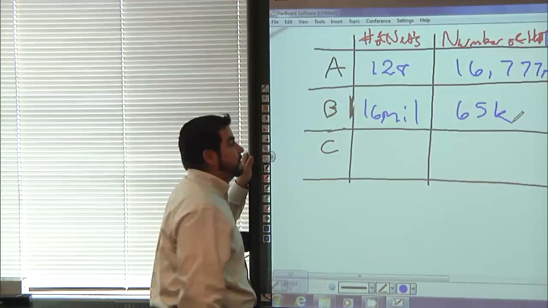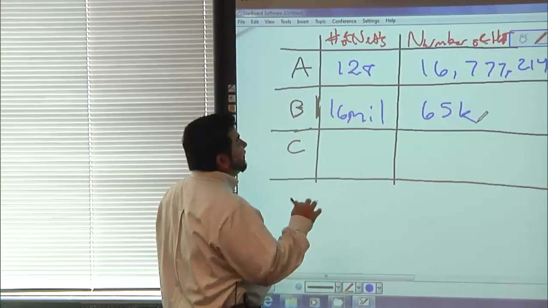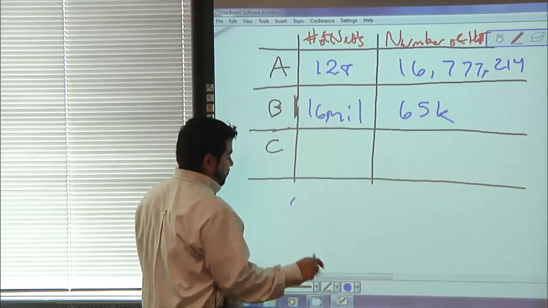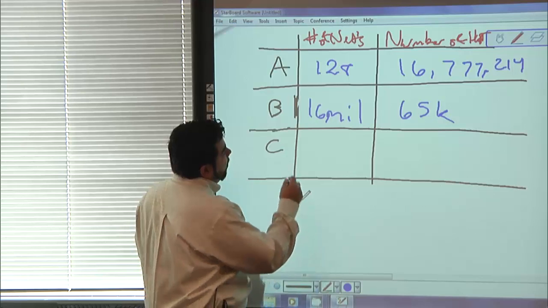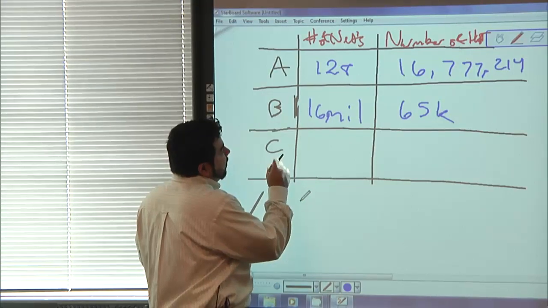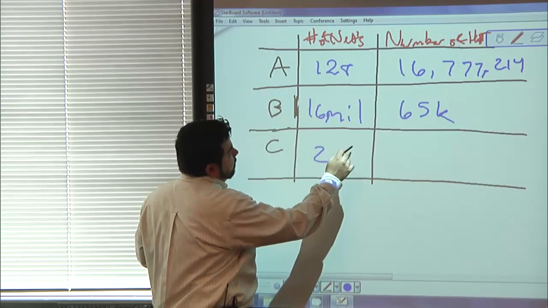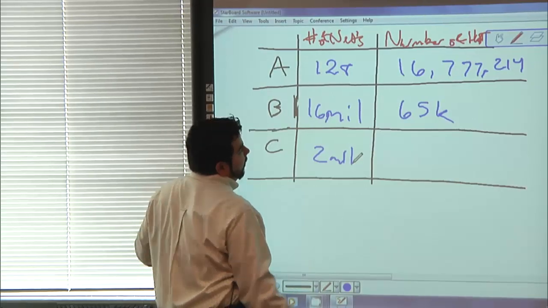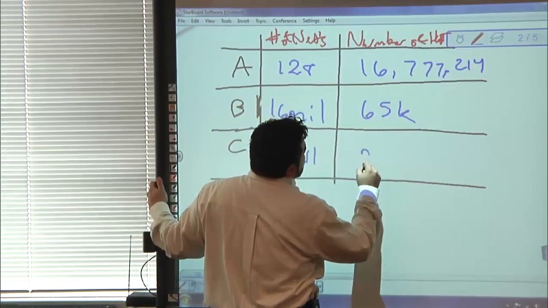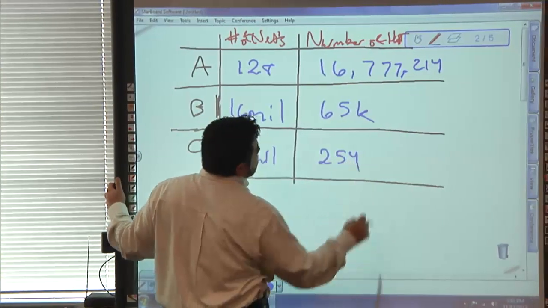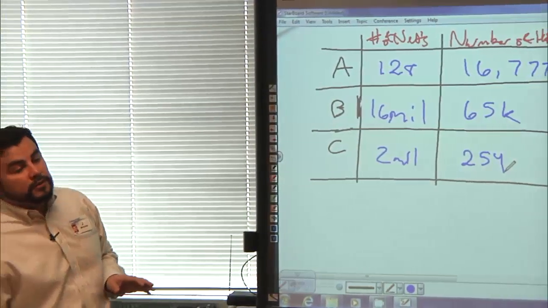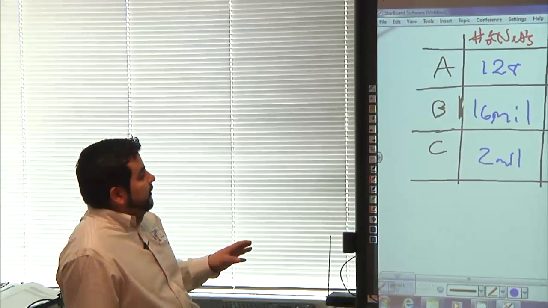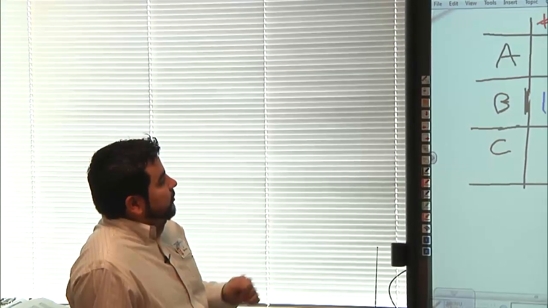65,534, was it? Yes. How many class C IP addresses is? Anybody? Networks? Yes. How many networks in class C? 2 million. And how many hosts in each one of those? 254. So those are the two important things you've got to know for each one of these IP addresses.